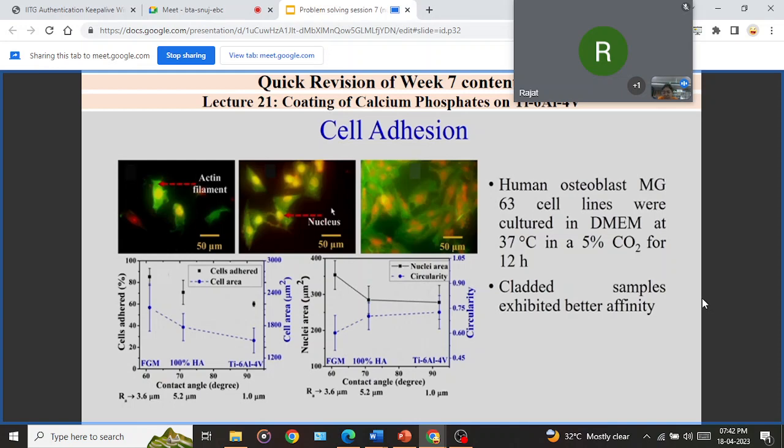Herein the cell adhesion percentage has been determined, and in the graph between the percentage of cells adhered and contact angle, you can see that the FGM coated surface has the highest percentage of cells adhered, whereas in the case of titania it is the least. Similarly, the nuclei area in the case of the FGM coated surface is the highest, whereas again in the case of titania it is the least. Circularity is also studied. The circularity increases in the case of titania, and in the case of FGM it is the least.